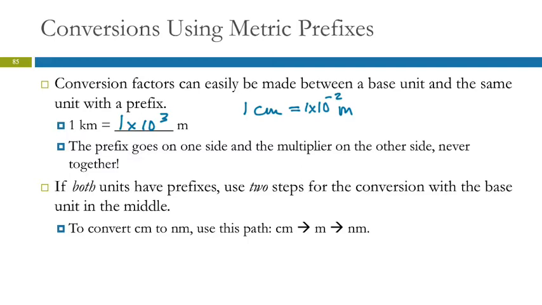So what if we're converting between, say, centimeters and nanometers? Both of the units have prefixes. There are other ways to do this, but I don't think they're very good, so I don't recommend them. If you have 2 prefixes, you're going to do it in 2 steps. So centimeters to nanometers, you're going to go to the base unit in between. So you go from centimeters to meters, and then meters to nanometers.